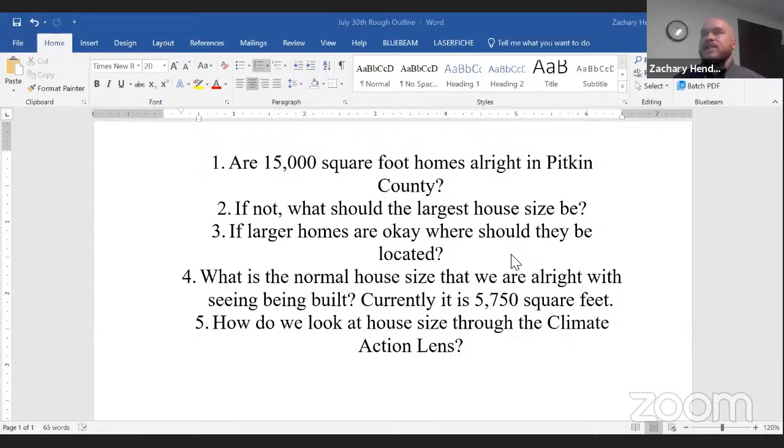Is this still the standard house size that we wish to see in the county? Do we want to see it smaller? Maybe we want to make it a little bit larger. I don't know which way you would like to go. We've been addressing the top part. I'd like to address the bottom part a little bit as well.